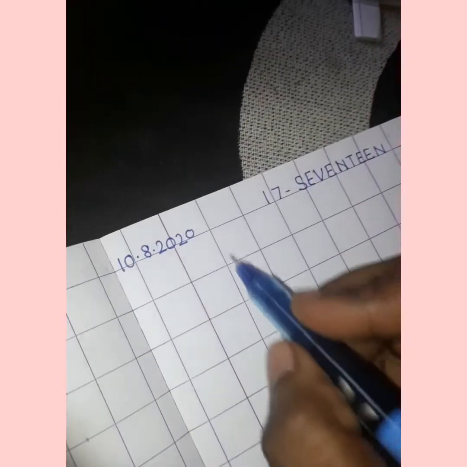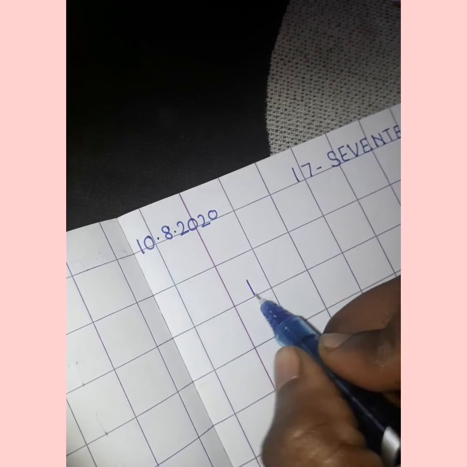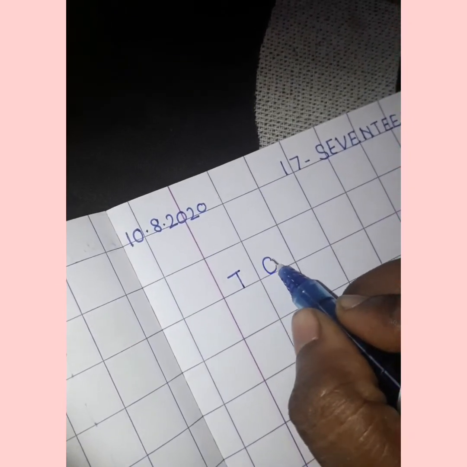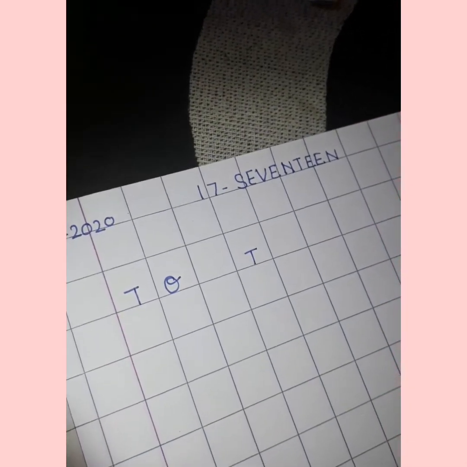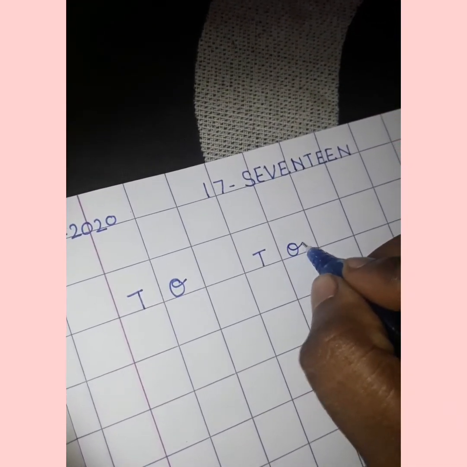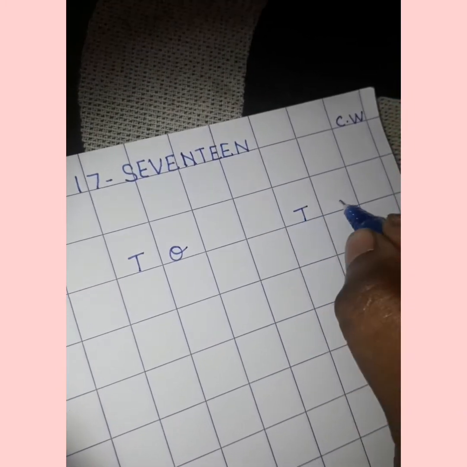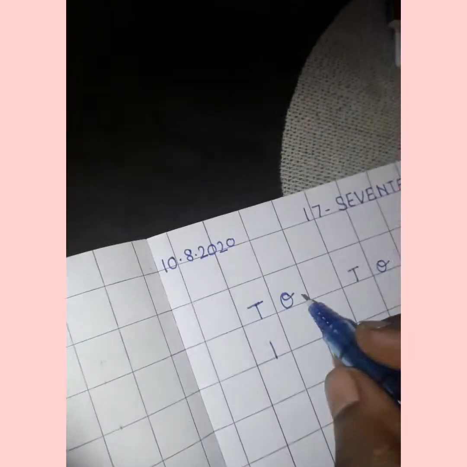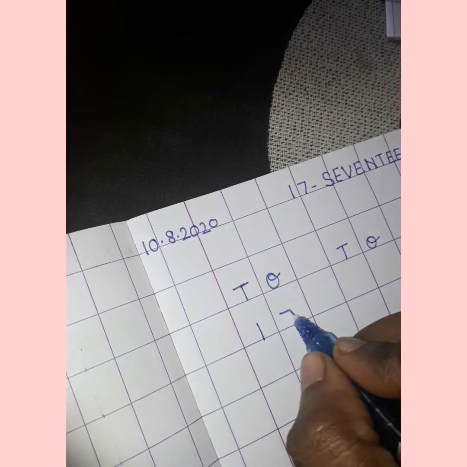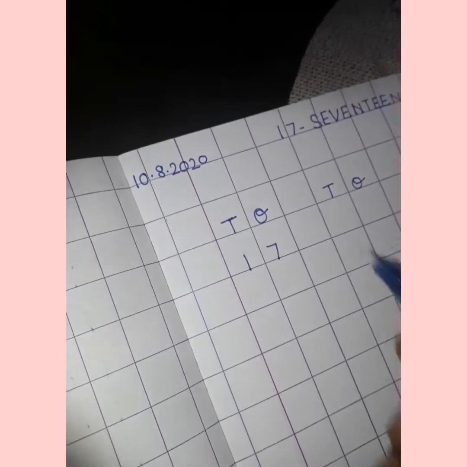Now let's write tens and ones. T stands for tens and O stands for ones. Tens and ones. So just below the T we will write number 1. Okay? 1. And below O, that is ones, we will write number 7, sorry. Okay, so 1, 7, 17.